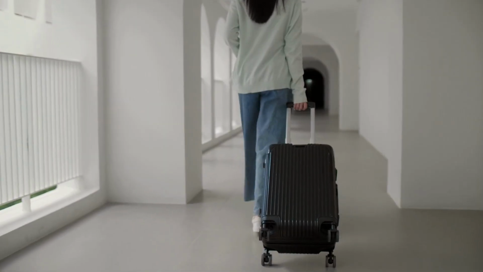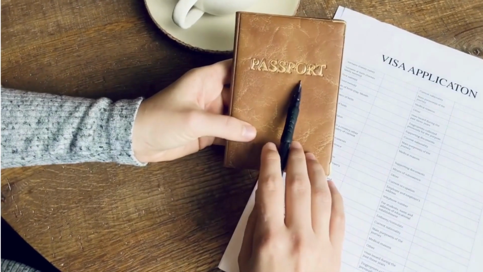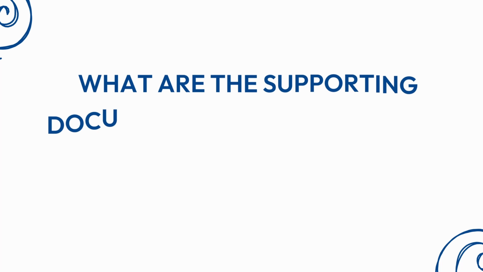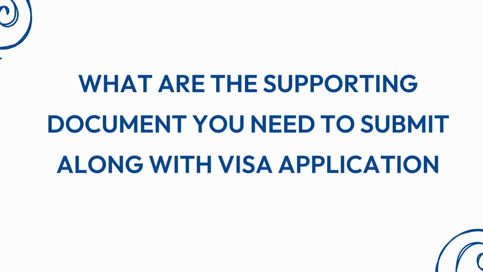To start your journey of further studies in a UK university, you're required to have a study permit. That's also called a student visa. In order to get your student visa successfully, you need to submit certain documents. So let us understand in this video what the supporting documents are that you need to submit along with your visa application.